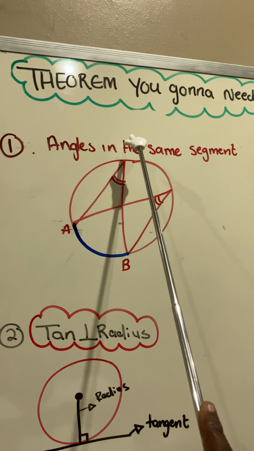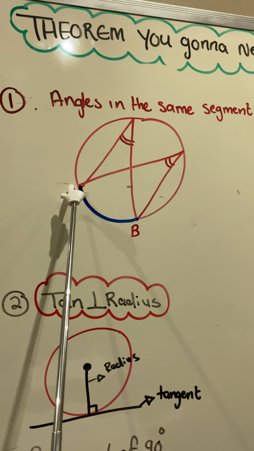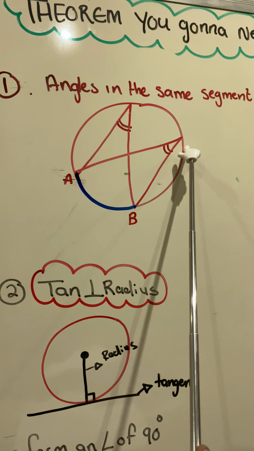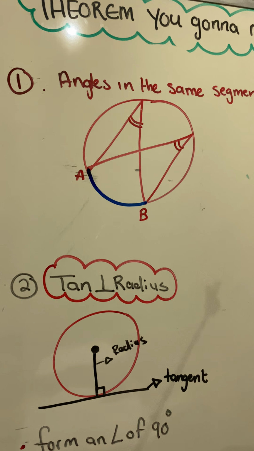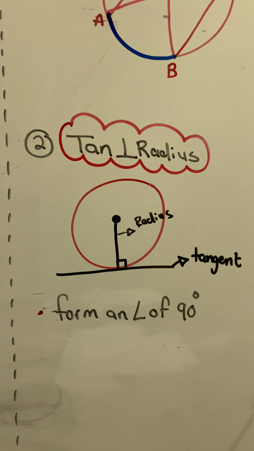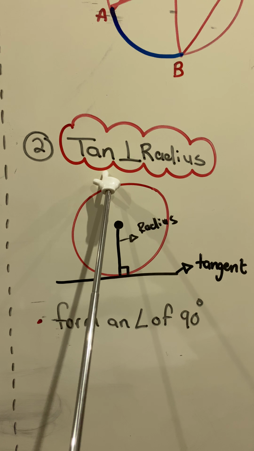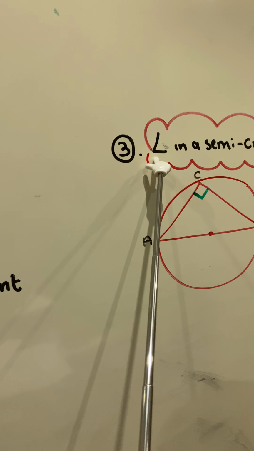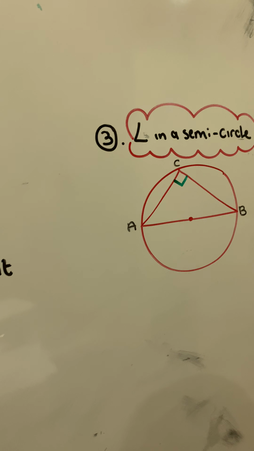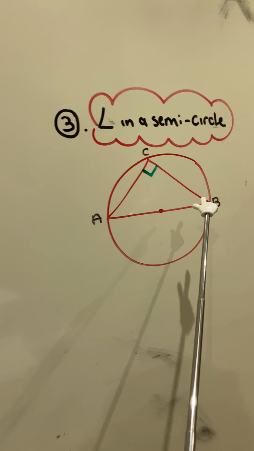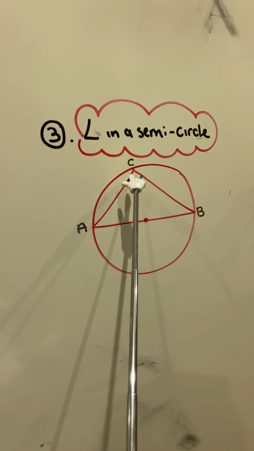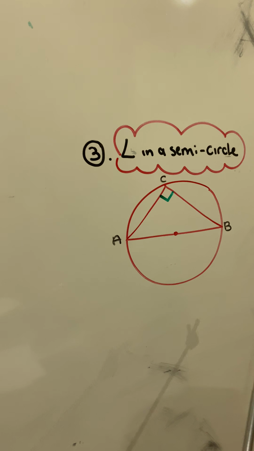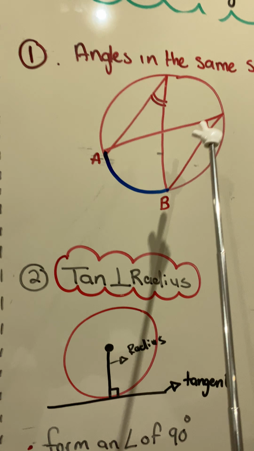So here are the theorems you're going to need to understand. Angles in the same segment. If you have a segment, you see that blue arc there, it produces these two angles at the circumference, and you should know that those two angles will be equal. And then you're going to need two 90s. You're going to prove the first 90 using the tangent perpendicular to radius, and the second 90 is going to be angles in a semicircle. What does that mean? If you have a diameter AB, a diameter will always produce an angle of 90 at the circumference, right? So these are the two 90s.